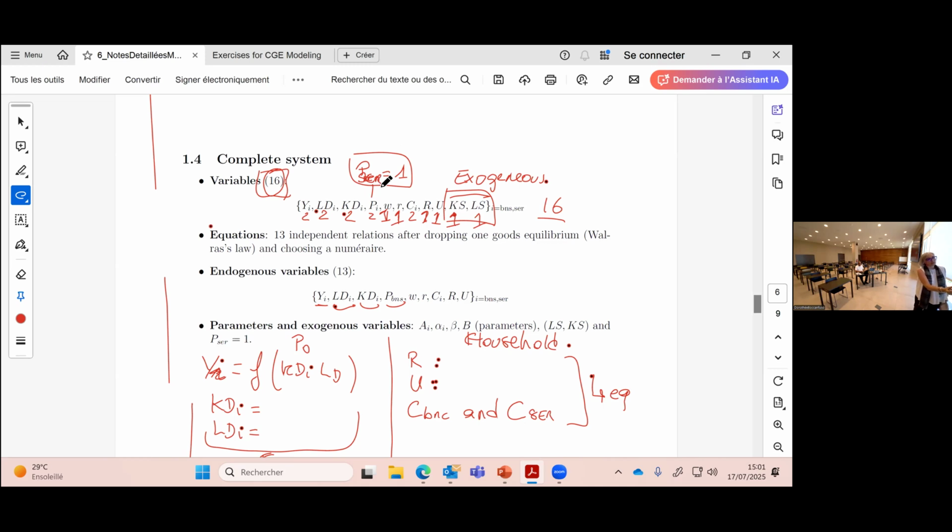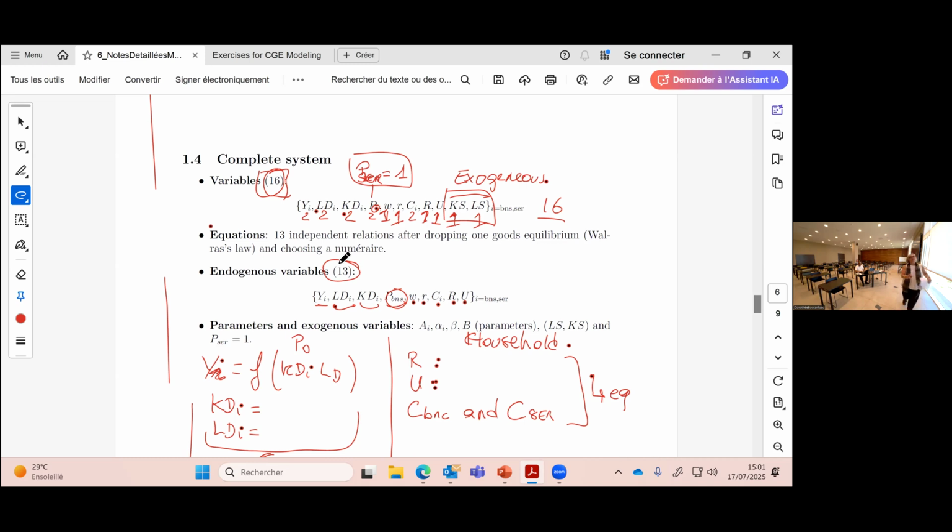Then I have only 1 price now. It's no more the I that I have here. It's only for goods, the price of goods. I have still wage, return of capital, consumption, income, and utility. And I have 13 endogenous variables and 13 equations considering the Walras law. Do you have any question?